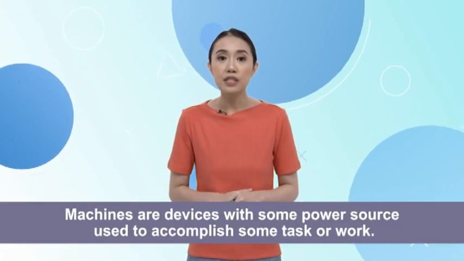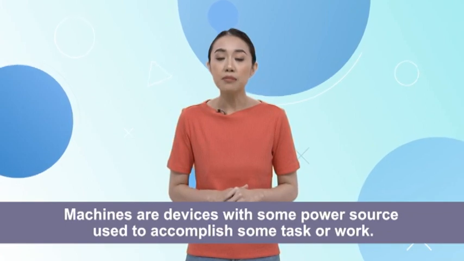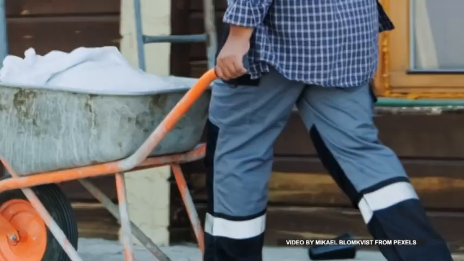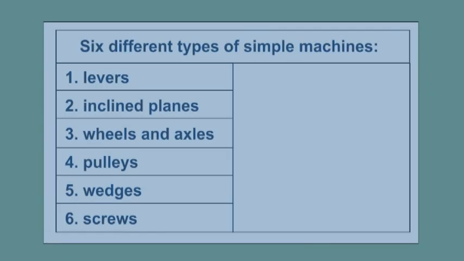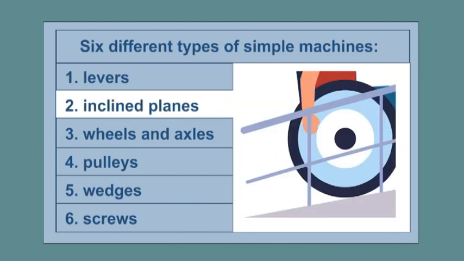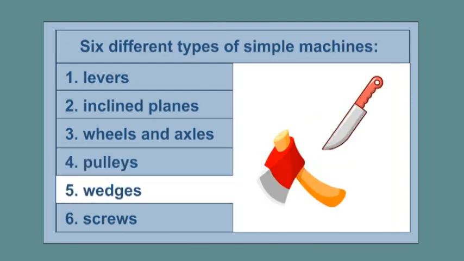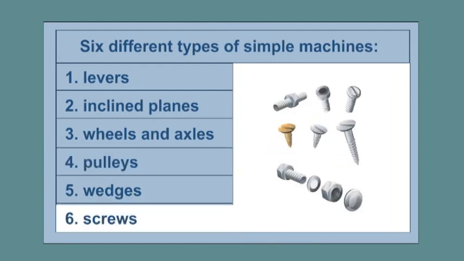Machines are devices with some power source used to accomplish some task or work. They allow us to reduce the human effort it takes to move, lift, or change something. The machines that we often use at home, in the workplace, and in other places are called simple machines. They are called simple because they are easy to use. There are 6 different types of simple machines. We have levers, inclined planes, wheels and axles, pulleys, wedges, and screws. Each of these types will be discussed in detail in this lesson.